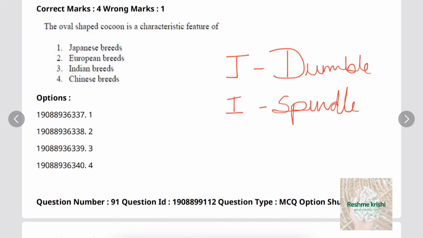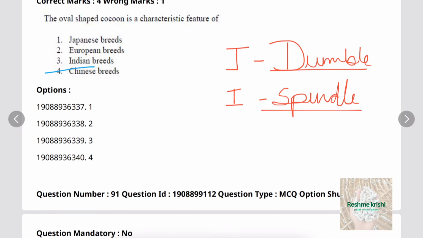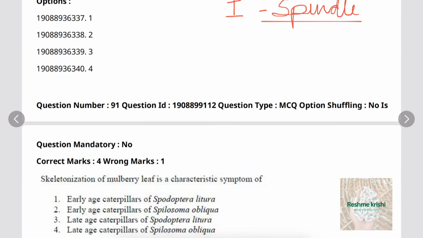The oval-shaped cocoon is a characteristic feature of which country? It's a simple, straightforward question. China. Then if you see the other ones, in Japan it is dumbbell, and in India it is spindle. So you can see here also.